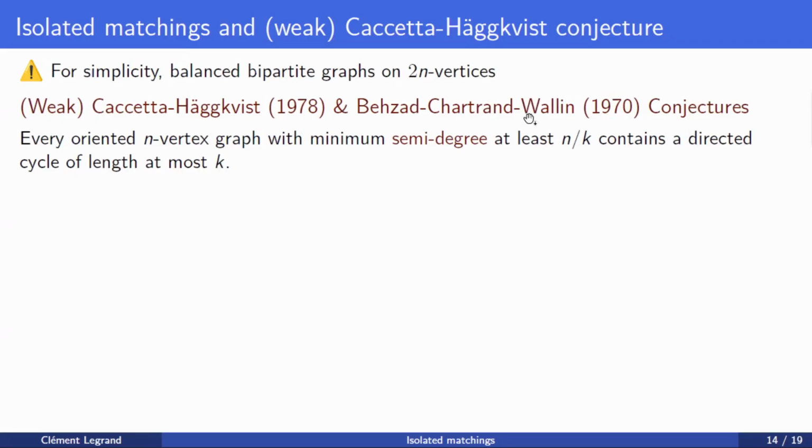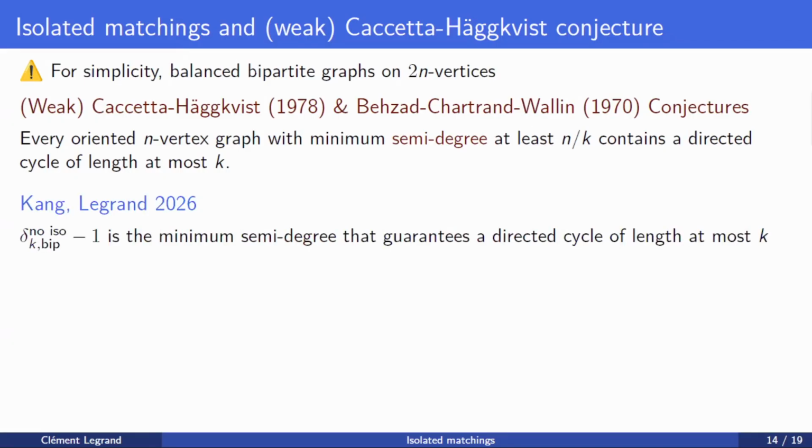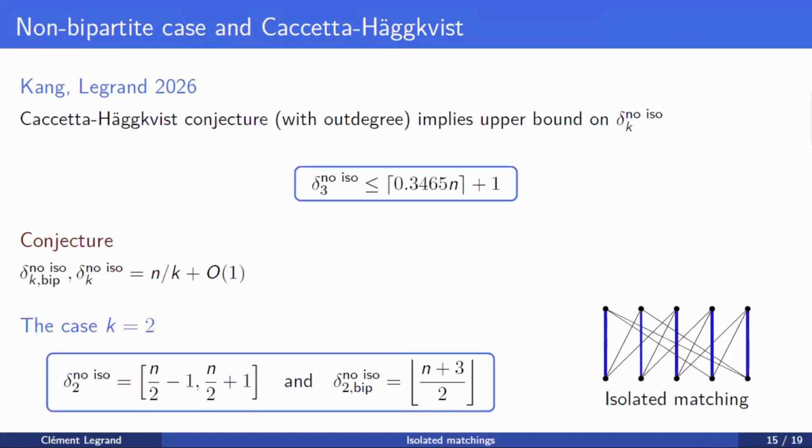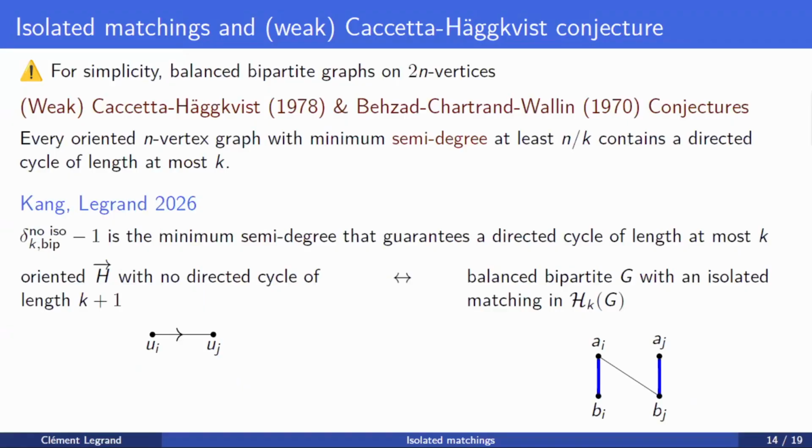So this is a very famous conjecture in extremal graph theory. And what we show is that actually the threshold for having no isolated matching is in correspondence with the Caccetta-Häggkvist threshold. So how do we do this? We have some sort of equivalence.